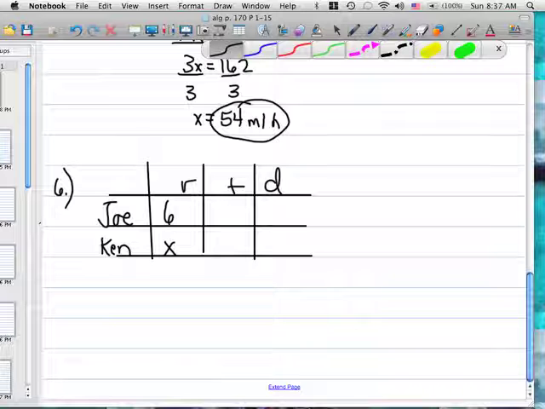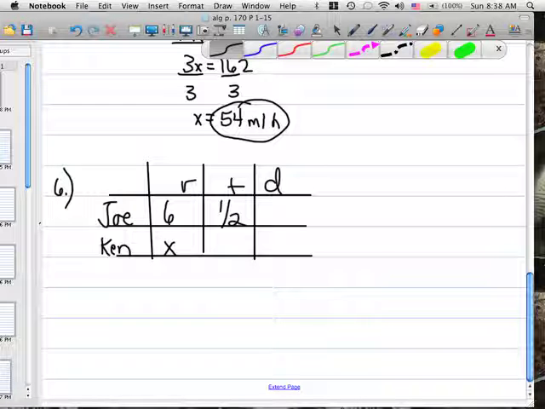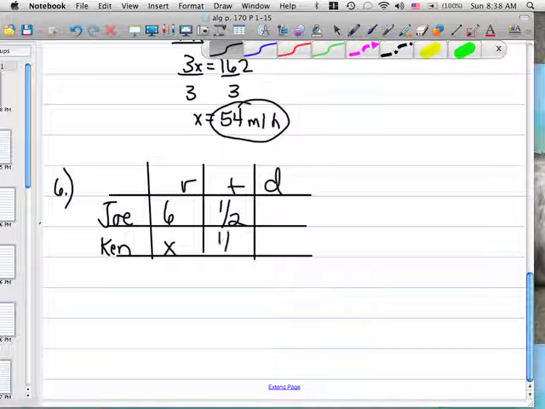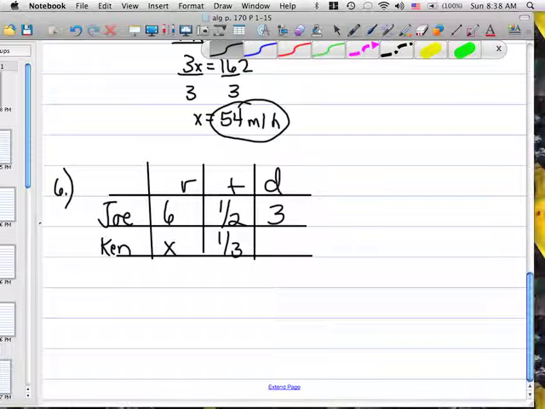If Ken's going to overtake him at 7:30, the total time that Joe has been jogging is 7 a.m. to 7:30. That's half an hour, so put a half. Ken started out at 7:10, and he's going to catch him at 7:30. So that's 20 minutes. 20 minutes is 20 over 60, that's 1/3 of an hour. So Joe's distance is 1/2 times 6, or 3. And Ken's distance is 1/3 x.